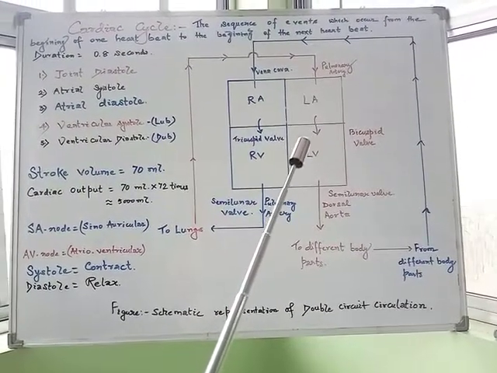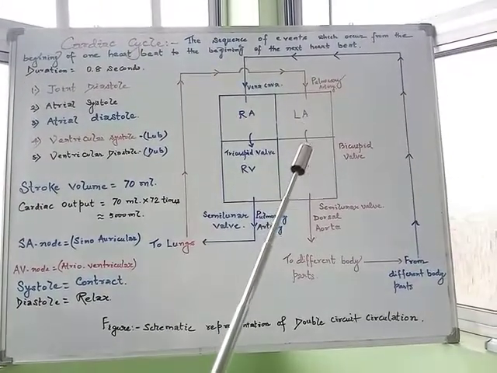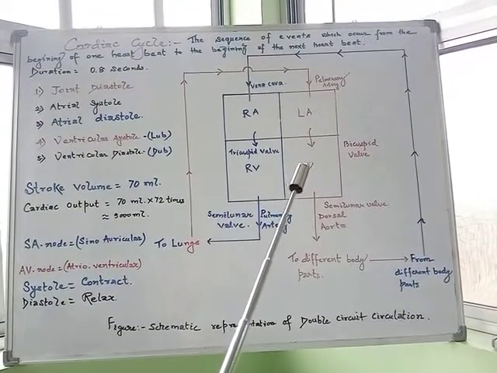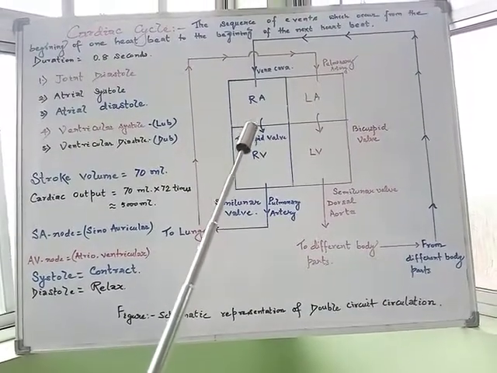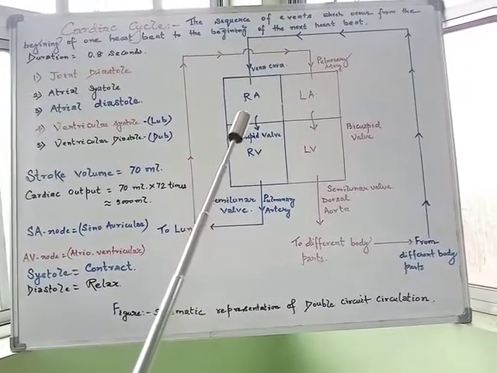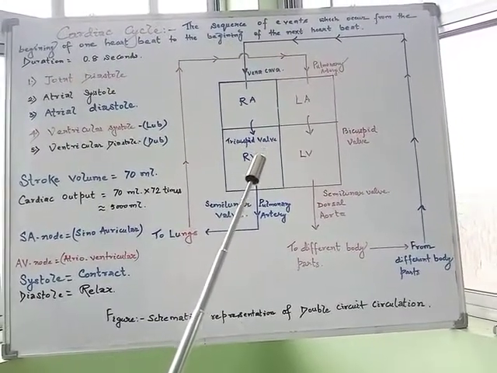We have discussed that the valve regulating the opening between the left auricle and left ventricle is called the bicuspid valve, whereas the valve guarding the opening between the right auricle and right ventricle is known as the tricuspid valve.